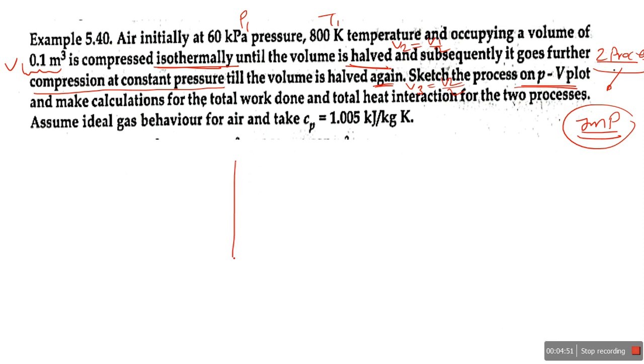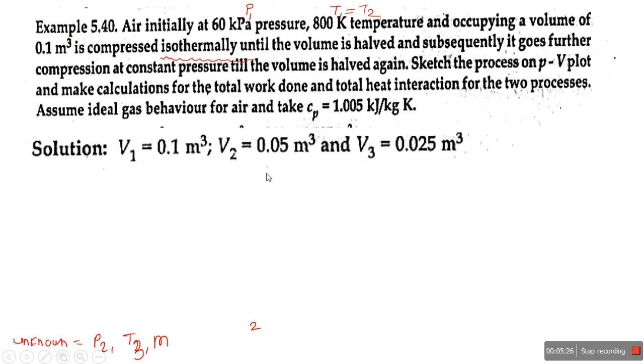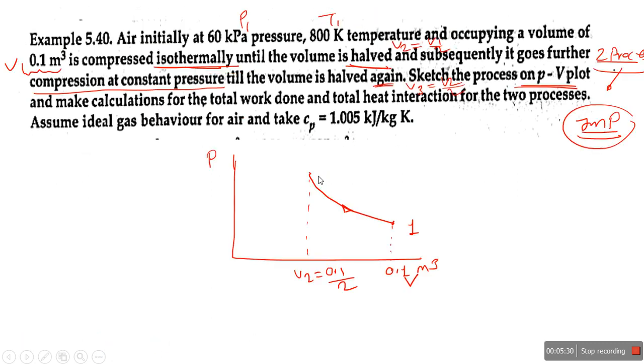Sketch on PV plot. So I am going to plot pressure and volume, and we know that in a PV diagram the nature of isothermal is a curve. So this is the one. The initial volume is 0.1 m cube, which is compressed until the volume becomes V2, which is 0.1 upon 2. The 0.05 volume is half of V1, and then further it is compressed isobarically. The remaining compression is carried out isobarically. V3 is nothing but again V2 upon 2.